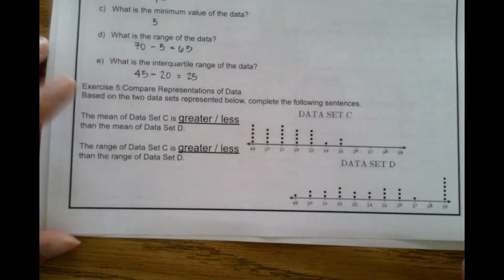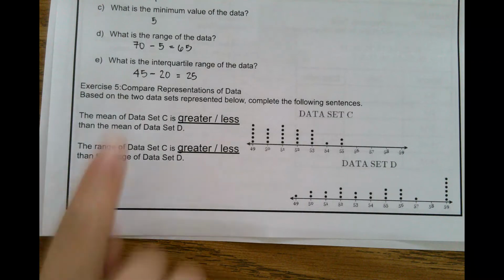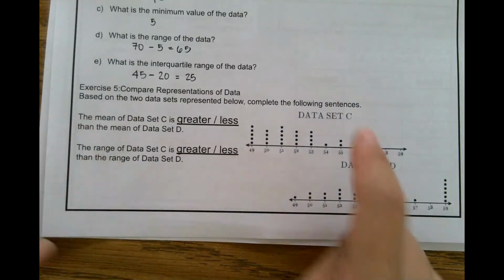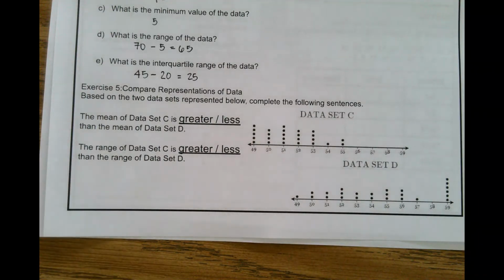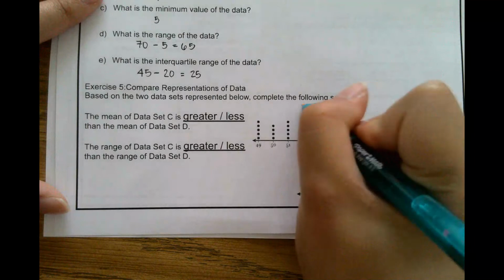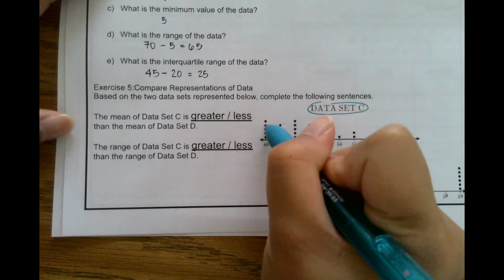Okay. Then, last part here, based on the two data sets represented below, we're going to complete the following sentence. So here, we're going to compare the average of data set C and the average of data set D, and then we're also going to compare the range. Okay? So let's start with data set C. Okay? So we're looking for average.